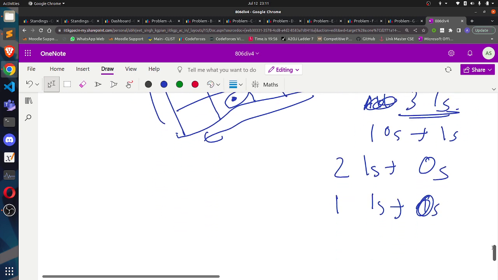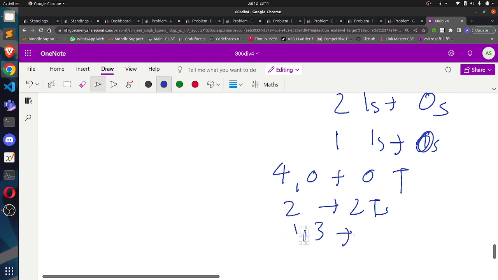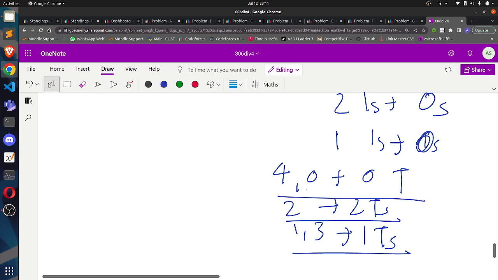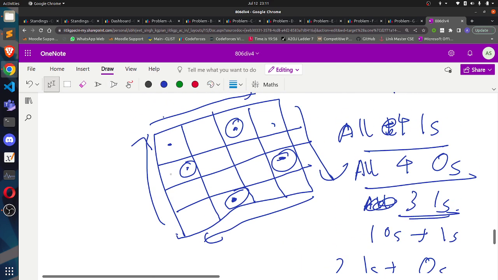So this is all the possible combinations. If the count of ones is 4 or 0, we need 0 transformations. If it is 2, we need 2 transformations. And if it is 1 or 3, then we will have one transformation. So this is the transformation needed based on considering all the four different positions.